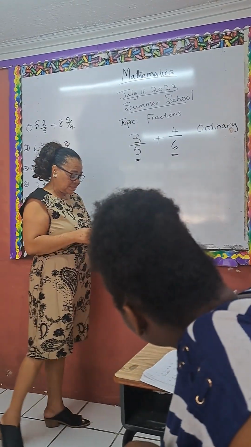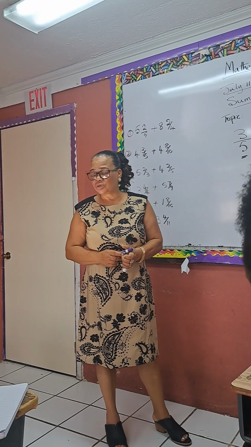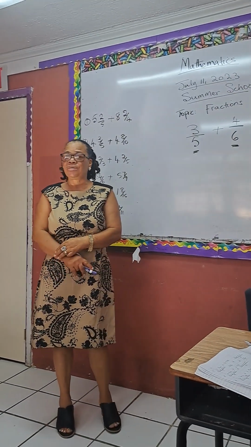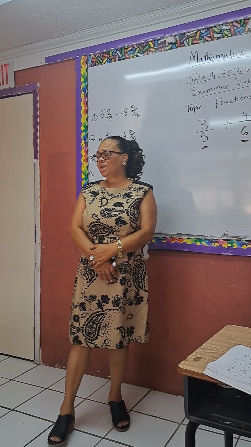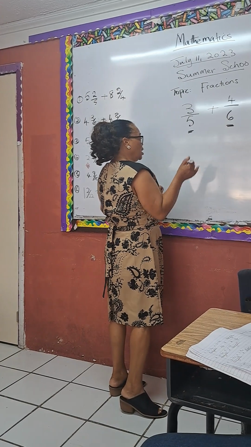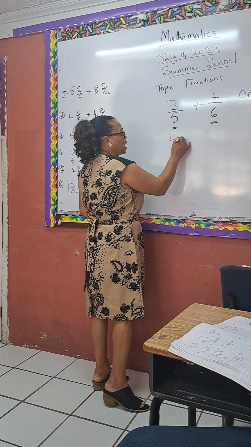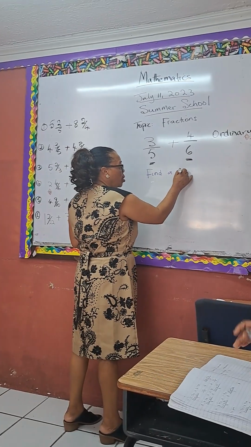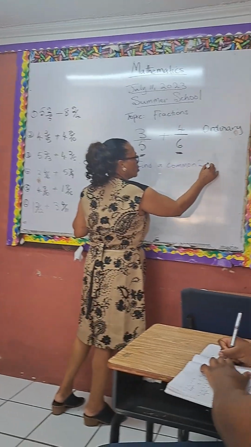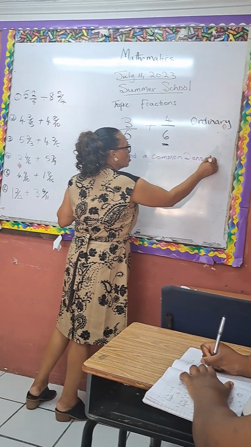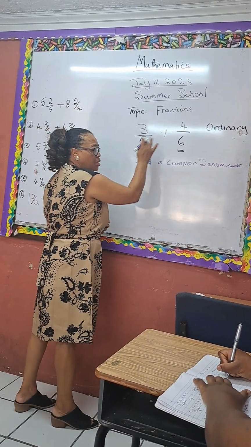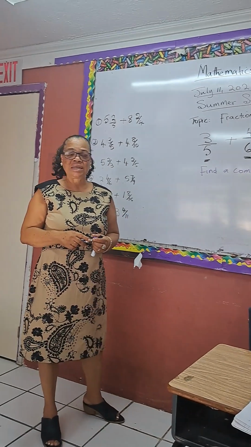do not have the same denominator. So they don't have a common denominator. They do not have the same denominator, and so because of that, we have to find a common denominator. So the next step here is that I have to find a common denominator for 5 and 6.